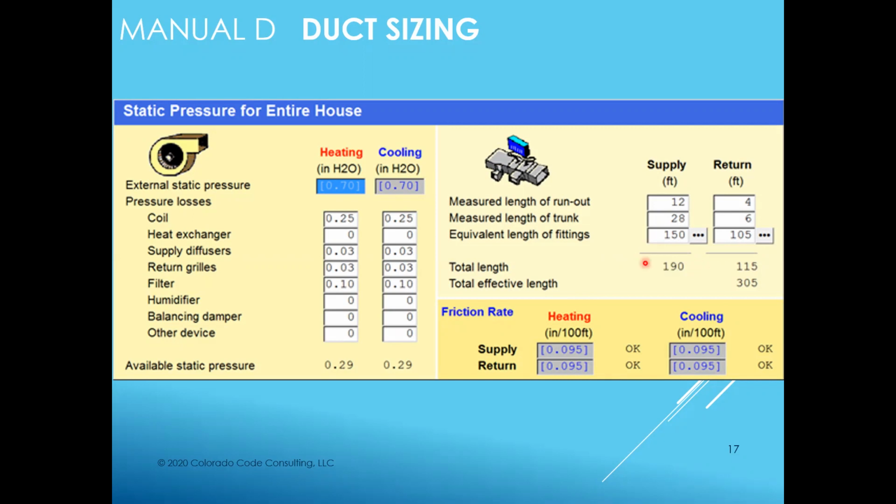So in this case, we had 190 for supply, 115 for return. That gave us a total length of how long the air thinks it is to get from one end of the system to the other, 305 feet. Now that we know our available static pressure and our total equivalent length, we can come up with this friction rate. And I'll show you the math here on the next slide.